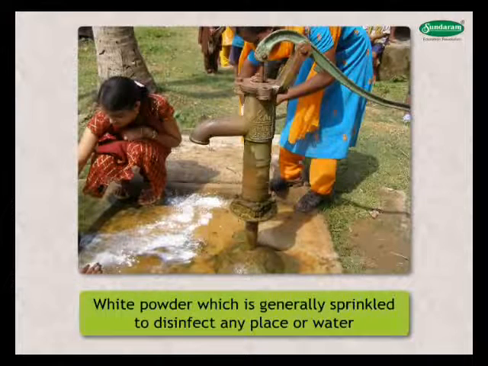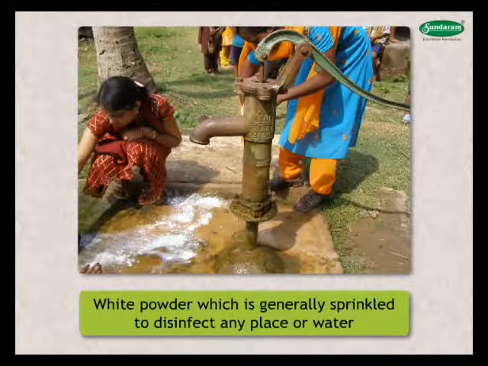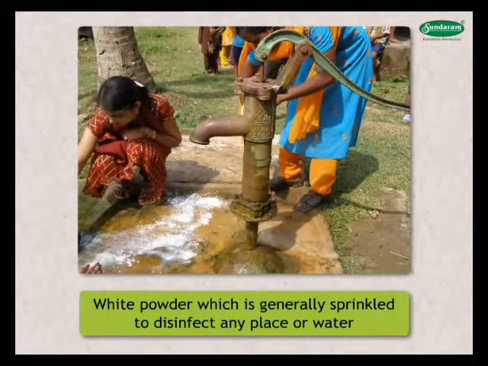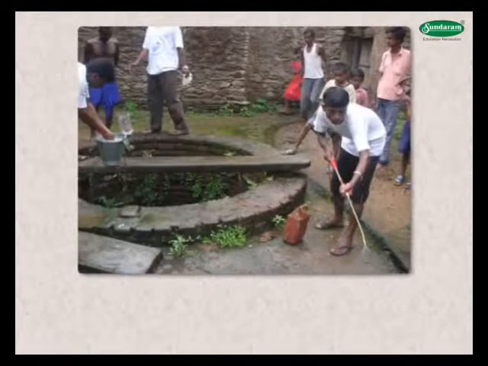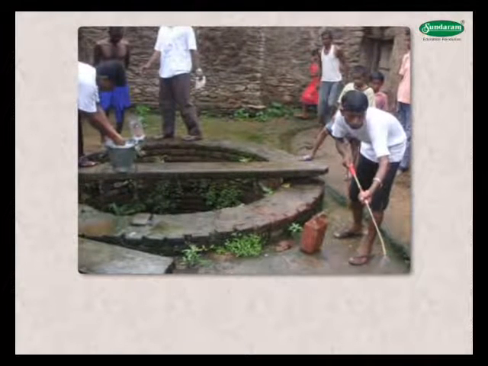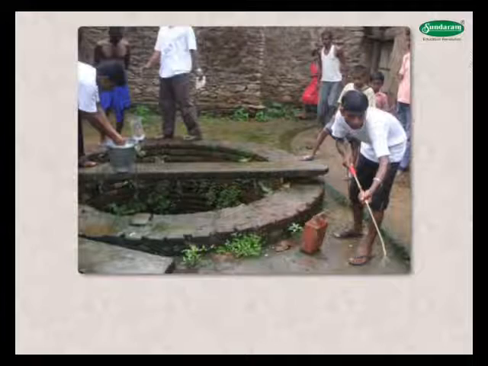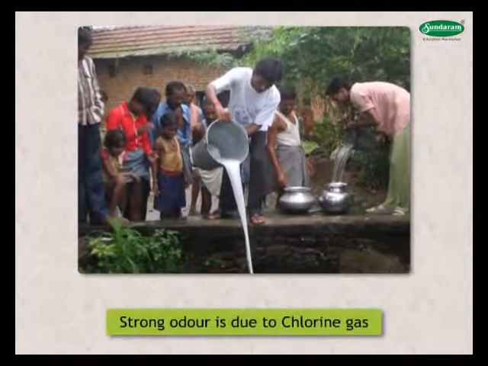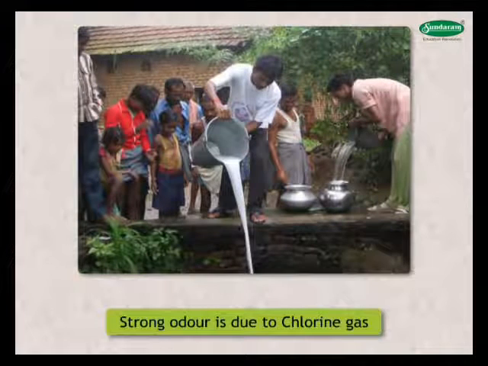Bleaching powder. It is the white powder which is generally sprinkled to disinfect any place which is not clean and is also used to disinfect water. You must have experienced the typical strong odor from well water during the rainy season. The white powder is called bleaching powder, and the strong odor is due to chlorine gas which is released when bleaching powder is added to water.